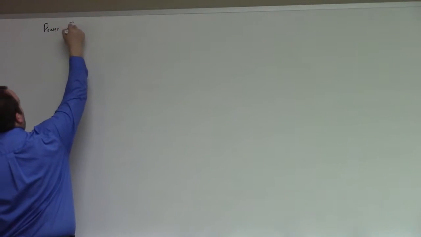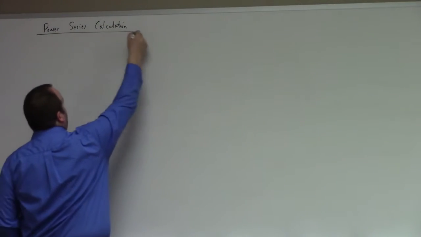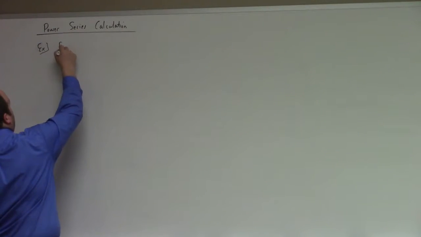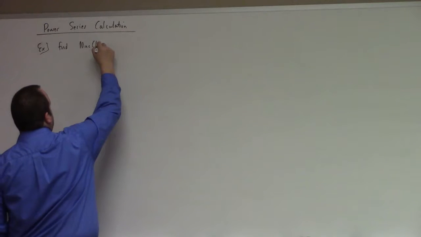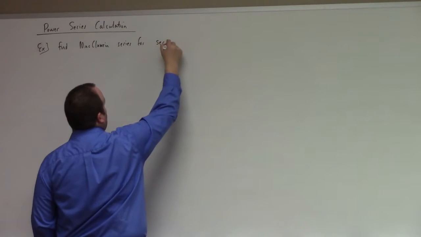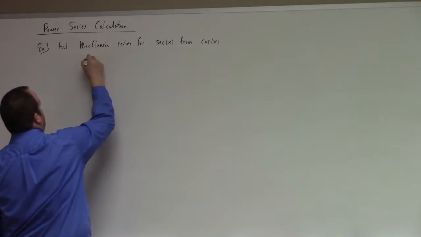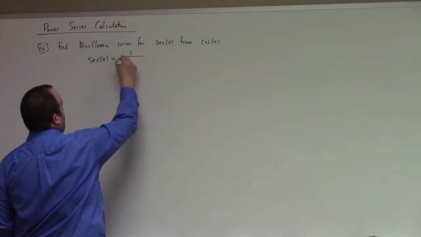But first, a little bit more power series calculation. I think the one thing I haven't shown you guys enough of yet is probably division of power series. Let's do another example like that. So for example, you can find the Maclaurin series for secant x from the cosine series. Right, so what is secant of x defined to be? Secant of x is equal to 1 over cosine x, right?